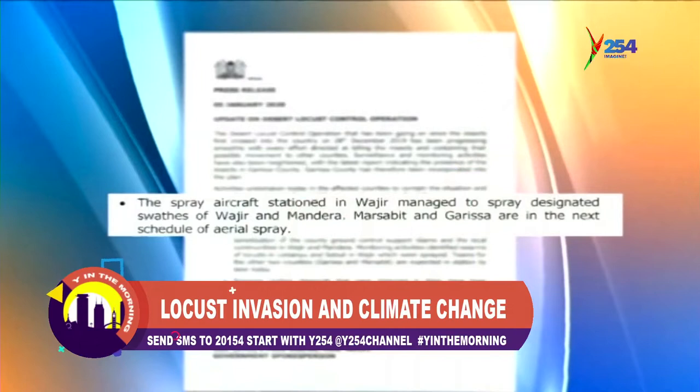Because our country is here, Uganda is here. That is not southeast. So if he's saying that they're moving eastwards, then that would mean maybe because of the wind, they are moving that way. As a Kenyan, I would say, well, let it be Uganda's problem. But again, you wouldn't wish it to be any other person's problem. So sure, if we can deal with them fast, quick, because we have the resources. I've seen the report that Marsabit and Garissa are in the next schedule of aerial spray. Why can't it be all these counties where these things are at once?